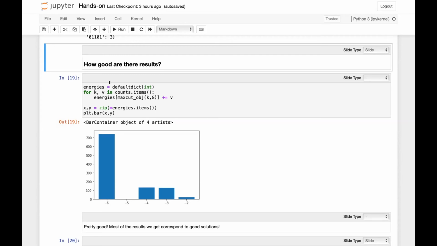Right, so ideally we have everything that's only 6, there's nothing else. But in this case, we have some solutions that are outside, that are not optimal, but overall, this is pretty close to optimal. So this is quite good. Most results we get correspond to good solutions.